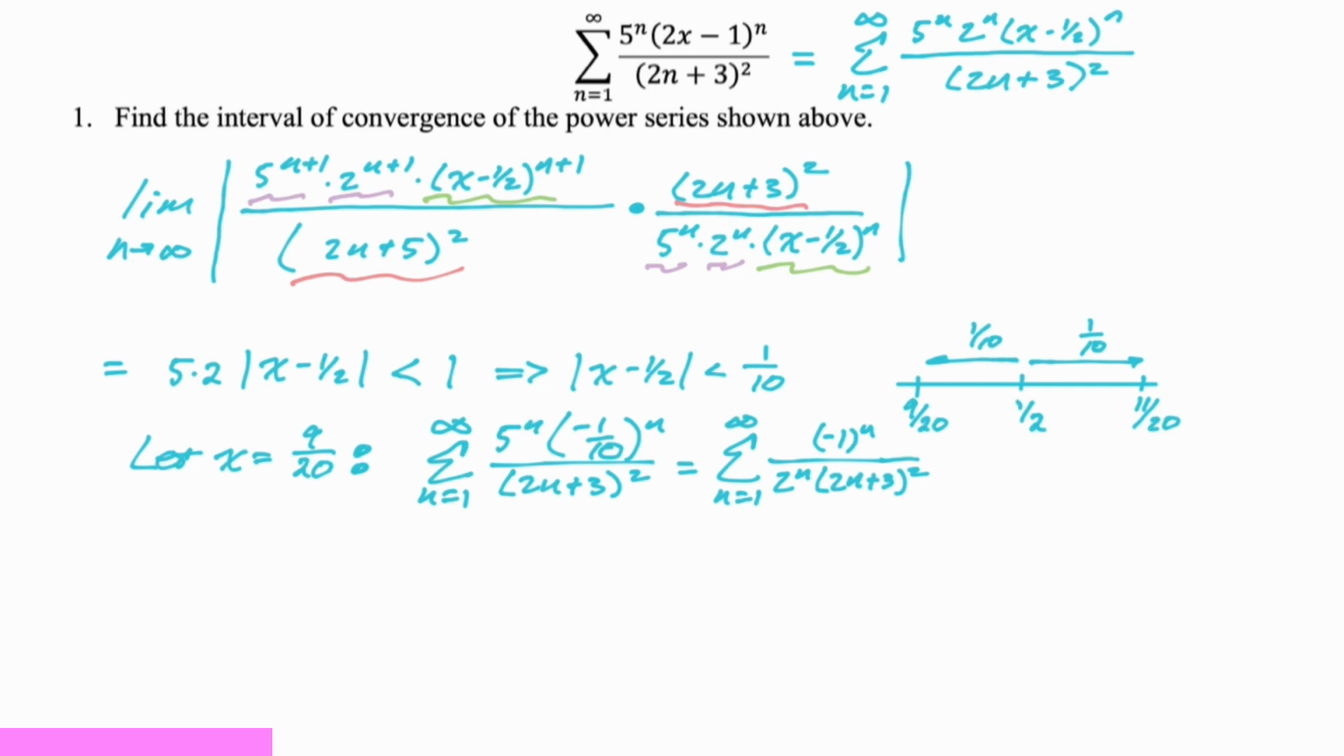This converges by the alternating series test. I don't really think you need to show the work on that because it's not really the point of the problem, but it's alternating, the terms decrease in magnitude, and they have a limit of 0, so it converges by the alternating series test. So we know it converges there.